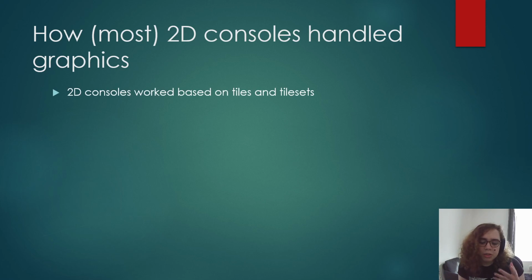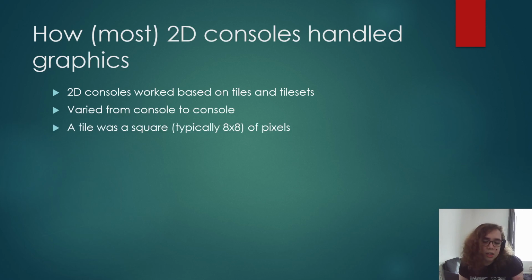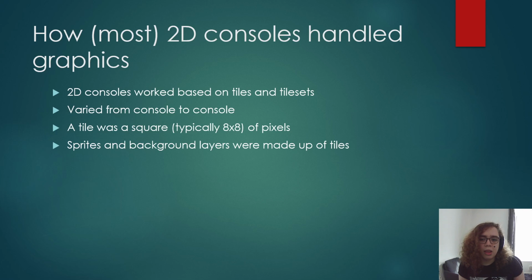The way that 2D consoles worked was based on tiles and tile sets. The details of this vary slightly from console to console, but a tile is always a square. It's typically 8x8 pixels, but again, it varies. It's just a square of pixels, right? And your tile set is just a big 2D grid of tiles. And so you've got your sprites and your background layers. Sprites are just parts that can move independent of the background, right? They can all move at their own separate pace.